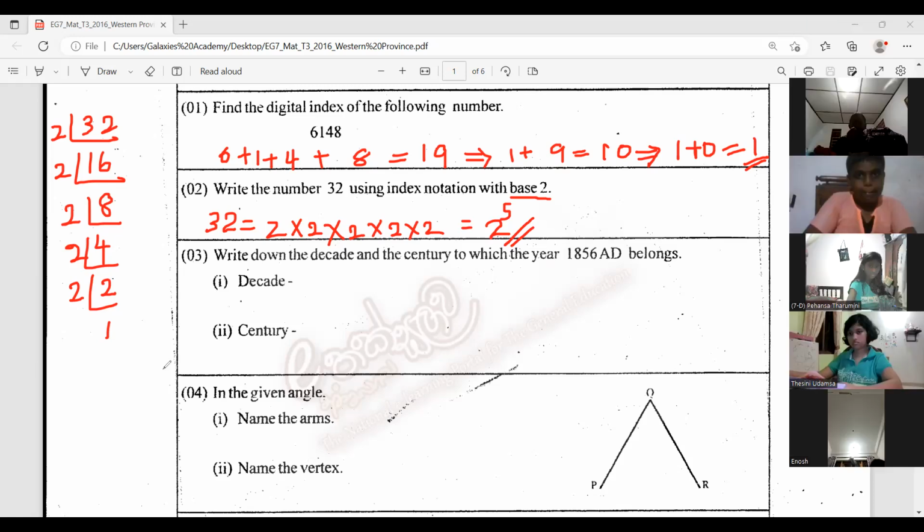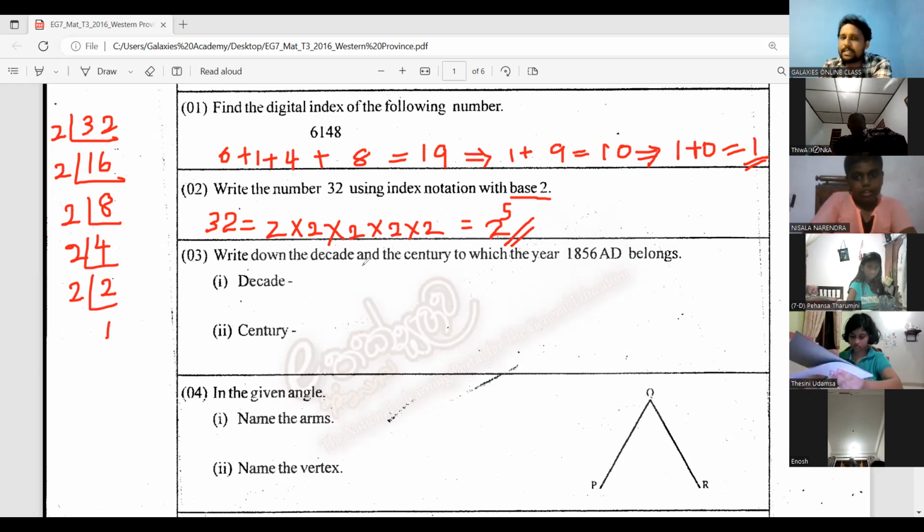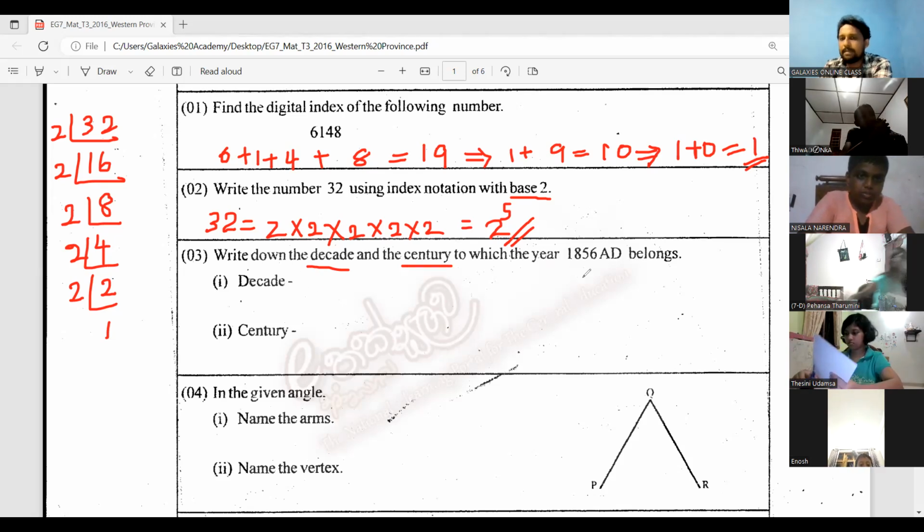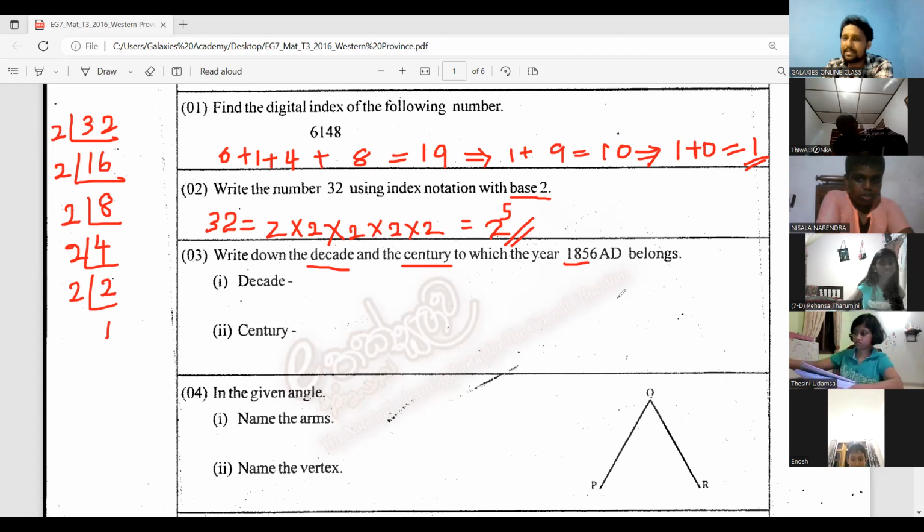Third question, look at. Write down the decade and century to which the year 1856 AD belongs. Decade means 10 years, no? The century means 100 years, right? Do you remember the decade finding method? When you find the decade, what do you do? You have to add 1 to the first 3 digits of the number, right? So what is the decade? 186th decade.